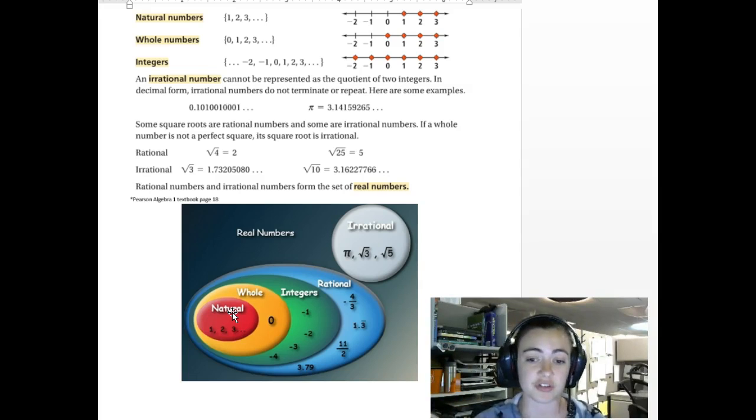And then integers are all those natural numbers, 0, and negative natural numbers. So, negative 5, negative 4, negative 3, negative 2, negative 1, 0, 1, 2, 3, 4, 5, on and on and on in both directions.